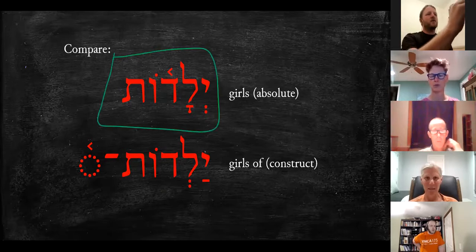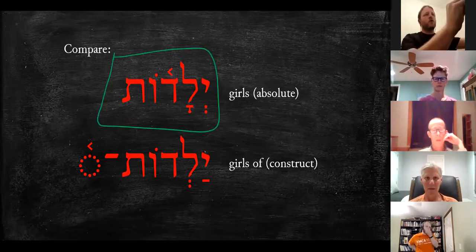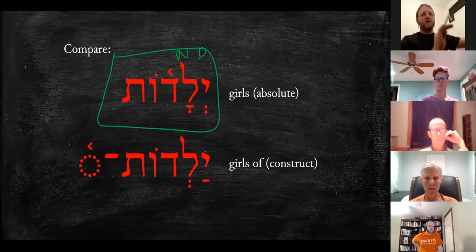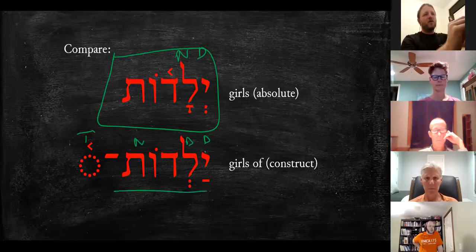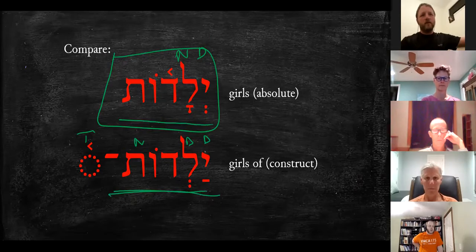Yeladot, notice the structure. Tone, near, distant. Yeladot, this is the absolute form. But here we have tone, near, distant one, distant two, and we have yaldot, yeladot, yaldot. You see what's going on?